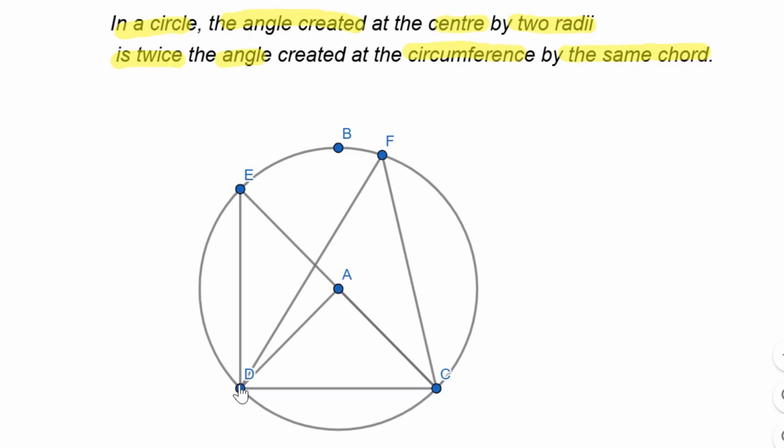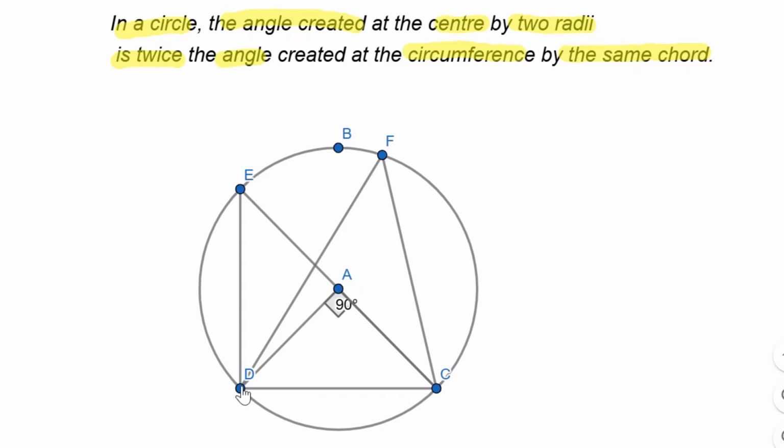The next thing I want us to do is that we are saying that the angle at the center must be twice the angle at the circumference. So let's measure the angle at the center. When we are done, we are going to measure the angle at the circumference. The angle at the center is angle DAC. Let's measure that angle DAC. That is 90 degrees.